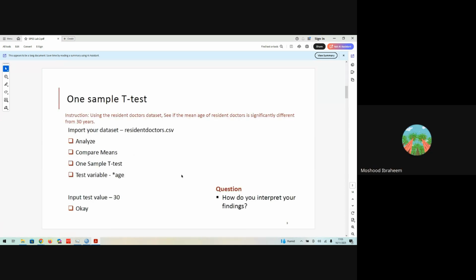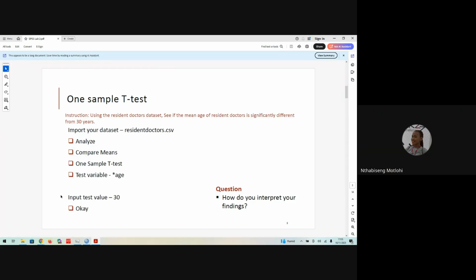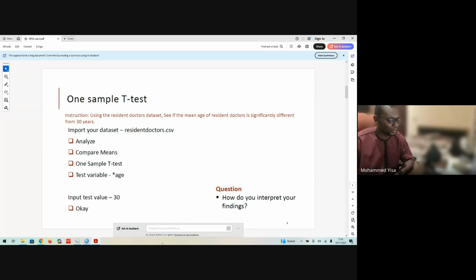Okay. So we're going to start with the one sample t-test. Can anyone remind me what we use one sample t-test for? From your class, any volunteers? Okay, to compare the mean of a sample to some known value, or that standard. That is correct.